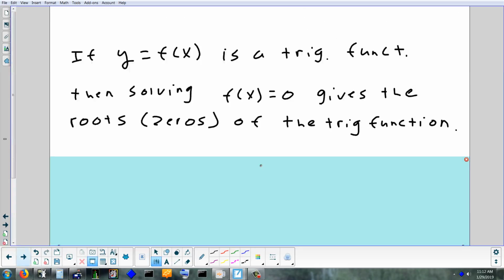All right, so if you have a trig function, like we just had, and you set it equal to 0, all you're doing is finding the roots of the trig function. I'm just reminding you that when you set something equal to 0, it doesn't matter what kind of function it is, you're finding the roots. We've said that like 3 different ways. Finding the roots, finding the x-intercepts, finding the zeros. We've done it before.